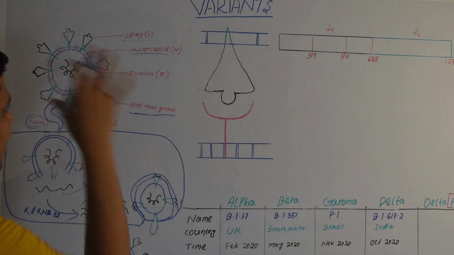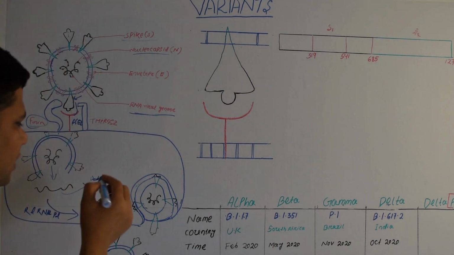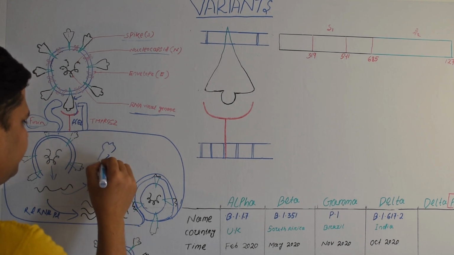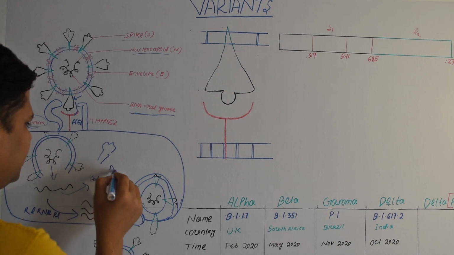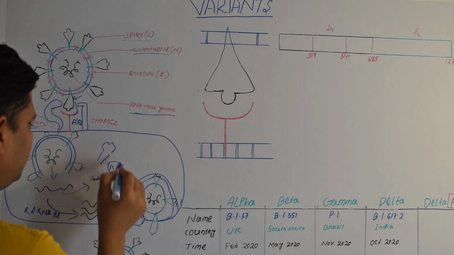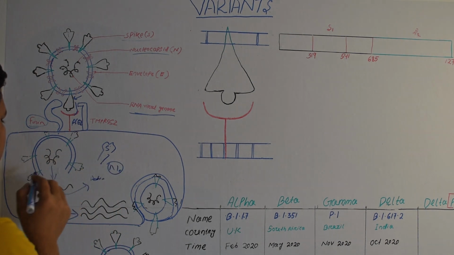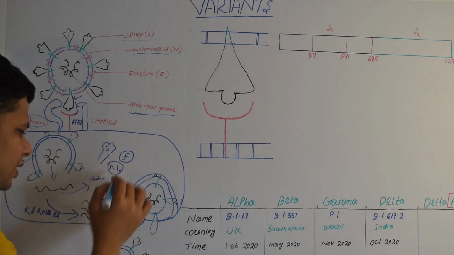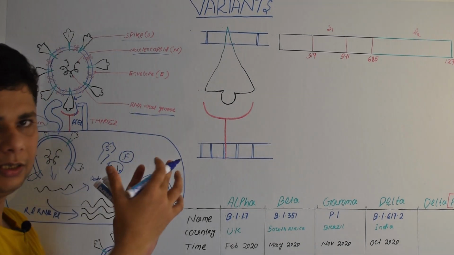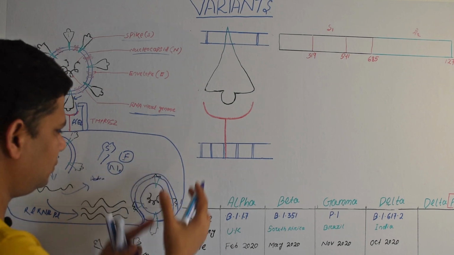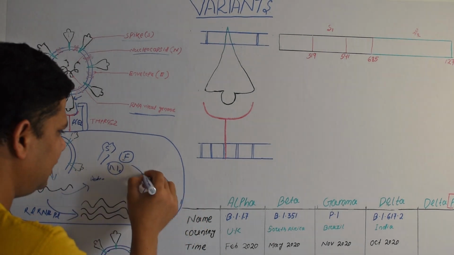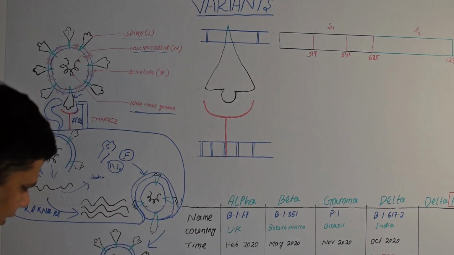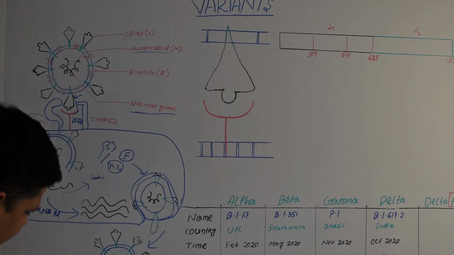also envelope proteins, also spike proteins, and all together they make the spike protein, nucleocapsid, and the envelope. These proteins along with the RNA combine together, make more RNA viruses, and then they come out of the cell and infect more cells.